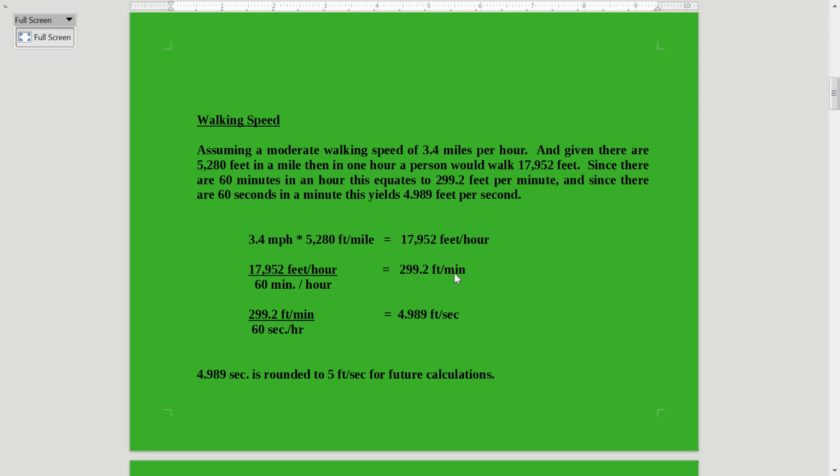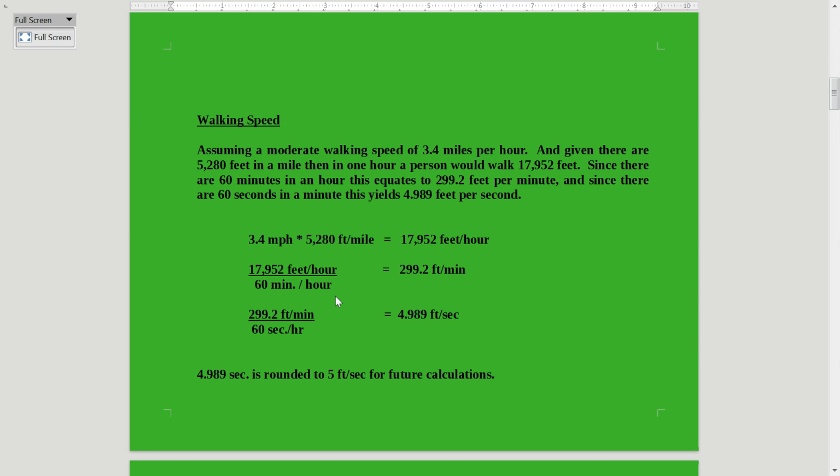Okay, now let's further divide that down into how far we're traveling every second. So we take the 299 feet per minute and we divide it by 60 seconds per minute, and we come up with 4.989 feet per second. Well, that's close to and good enough for me if I just call it 5 feet per second. So the grand total here is that if we're walking at 3.4 miles per hour, we're traveling, actually fairly close to, 5 feet per second. So now we know how far we're going to move in a second.